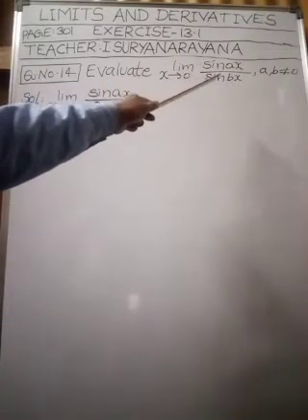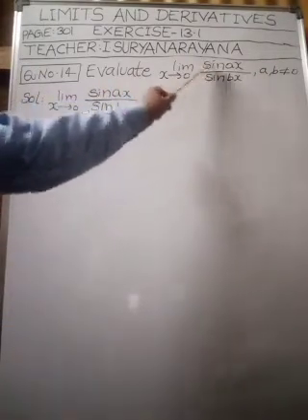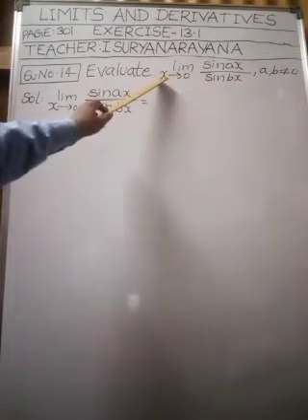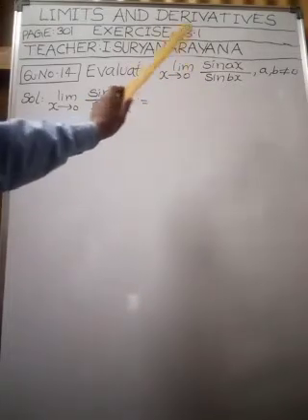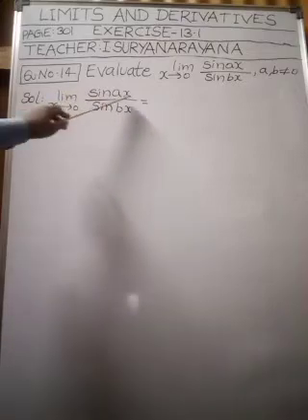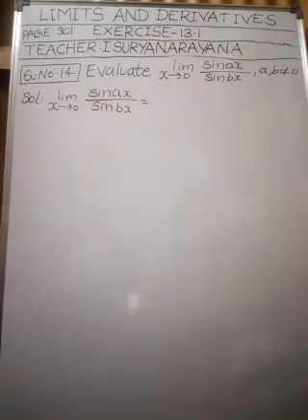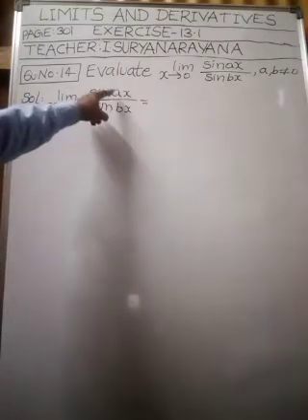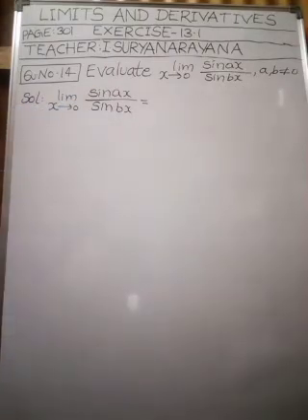Understood this question, my children? We have to find the limit of this function as x is approaching 0. Now come to the solution part. As x tends to 0, limit of sin ax by sin bx. If you substitute x equal to 0 in the numerator as well as in the denominator, we get 0 by 0.